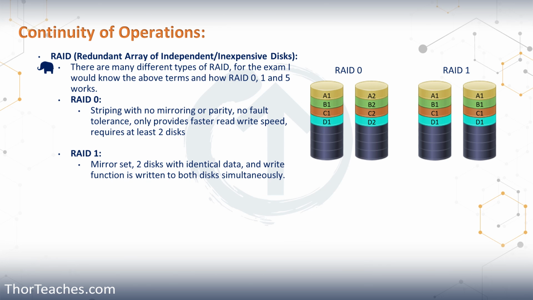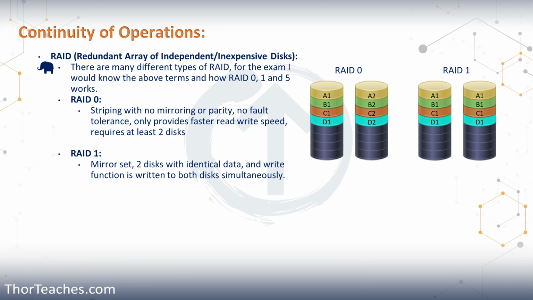RAID 1 is the mirroring we talked about before. We write identical data to 2 or more disks. This obviously gives us the redundancy we would want, but it also makes it much slower. In the business world, I don't think I've ever seen RAID 0 or 1 used.